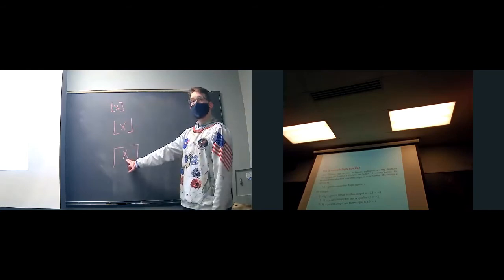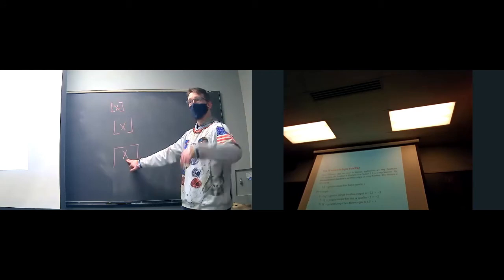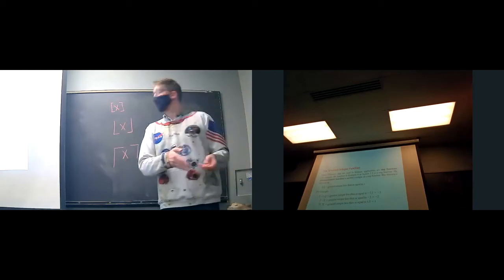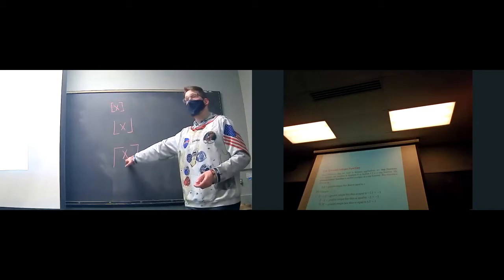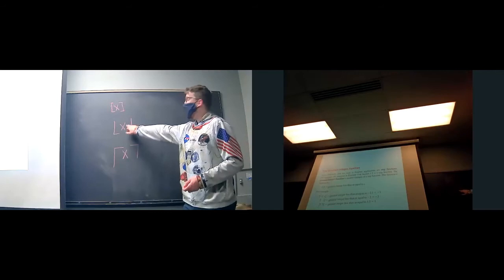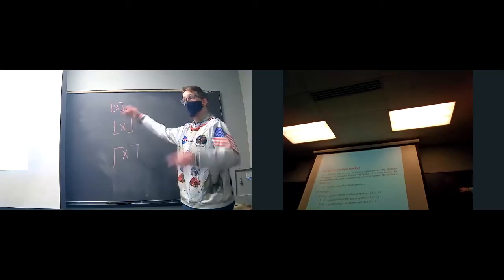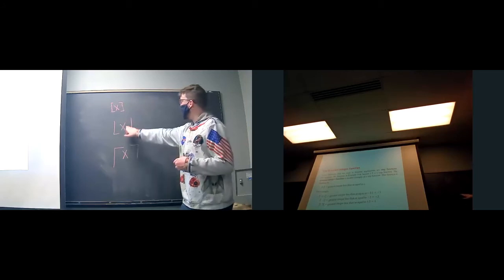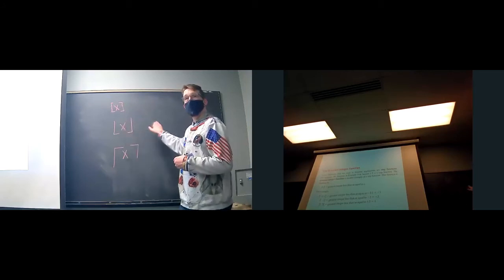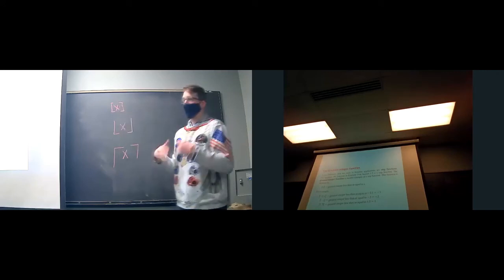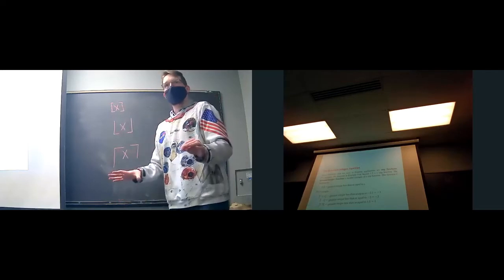This is the ceiling function. You round it up to the nearest integer. So if you're given 3.1 for x, this would come out to be 4. This is the floor function, and you round it down to the nearest integer. So if you're given 3.1, you would get 3 out. And this is just the step function, and it just rounds it to the nearest integer, period.